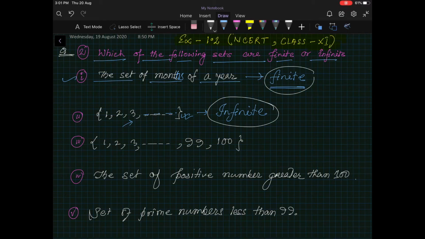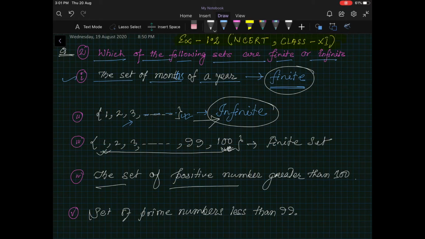So the first one is a finite set and the second set is an infinite set, and the third one, here you see, starts from 1 and ends at 100, so that's why it is a finite set.